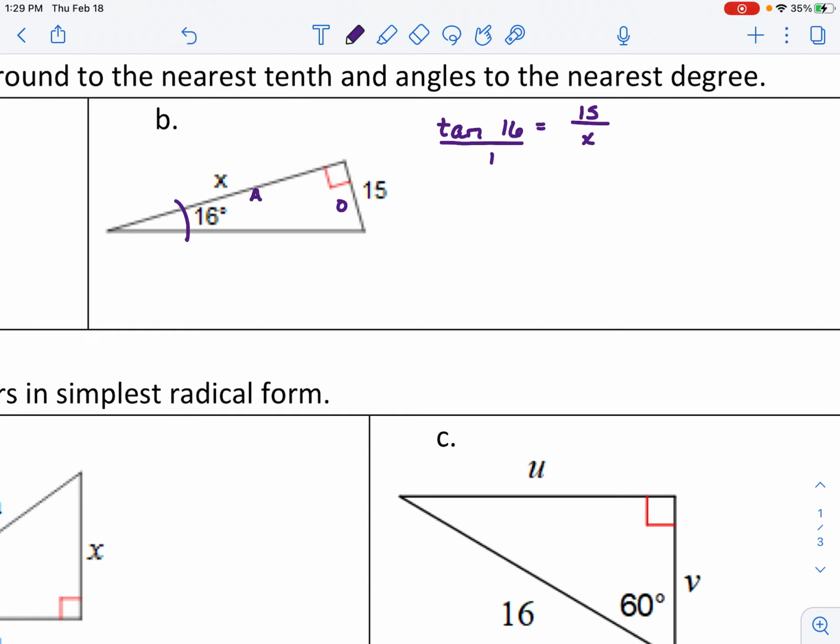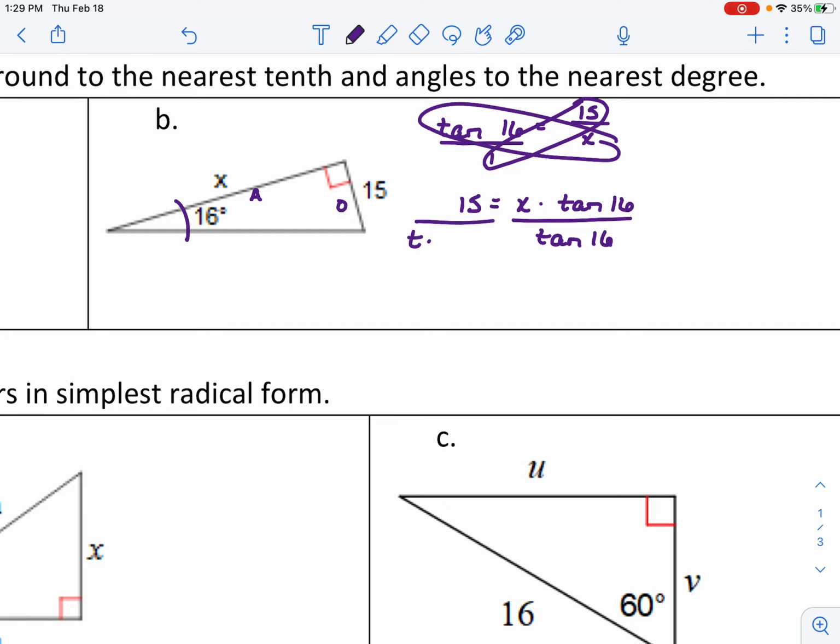When you're finding a side length, you always solve by cross multiplying. So I'm going to take 15 times 1, and it will now equal x times the tangent of 16. But that's not x by itself. I'll have to solve by doing the opposite of multiplying by the tangent of 16. I will be dividing by the tangent of 16. So when I put in my calculator 15 divided by the tangent of 16, I am seeing about 52.31. So the nearest tenth would just be 52.3.